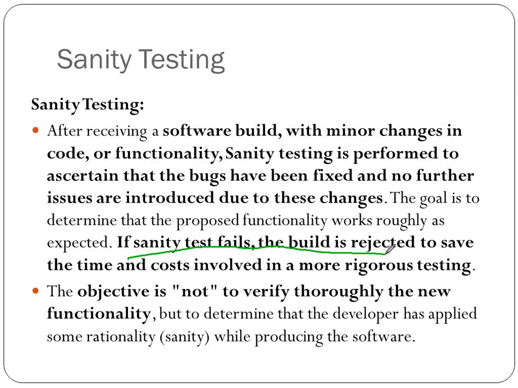If the sanity test fails, the build is rejected to save time and cost involved in more rigorous testing. What is regression testing? I just told you. All the details again you have to go through. All the test cases you want to run, to make sure that the fixes have not introduced new bugs or broken something else. But only if you run the test cases will you know that, right? Of course, you have to run the test cases.